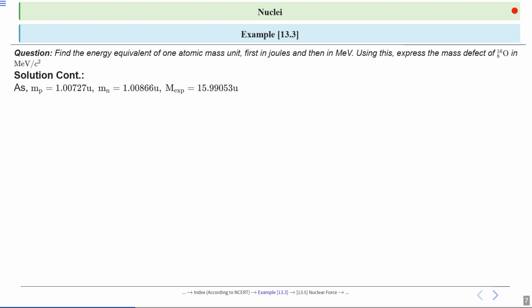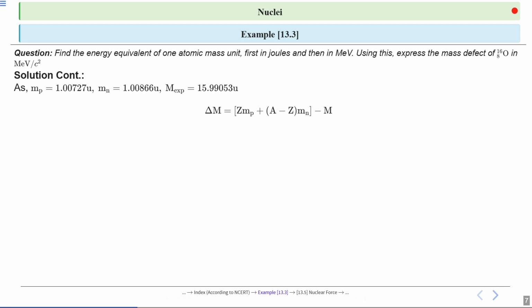First, let's note down the important values we need. The mass of the proton is 1.00727 atomic mass units. The mass of the neutron is 1.00866 atomic mass units, and the experimentally measured mass of an oxygen-16 nucleus is 15.99053 atomic mass units.